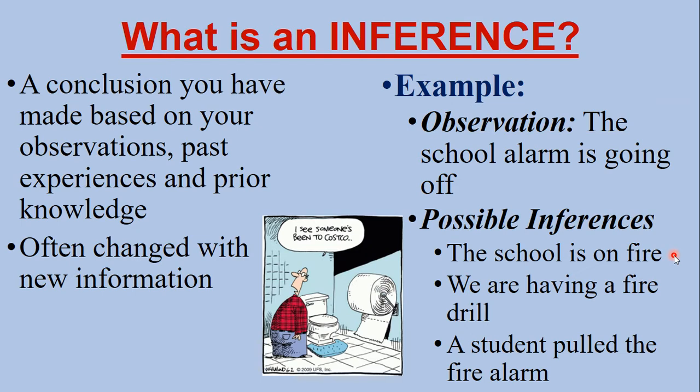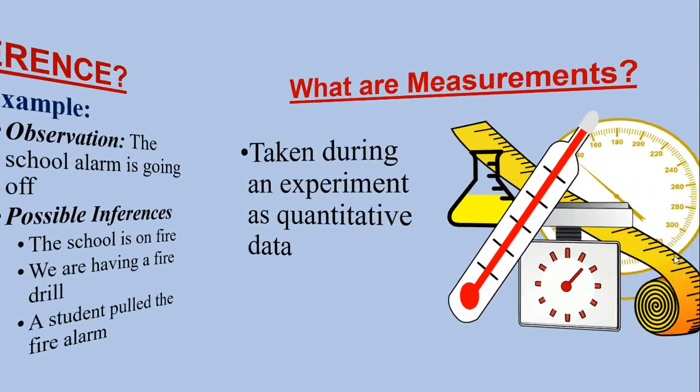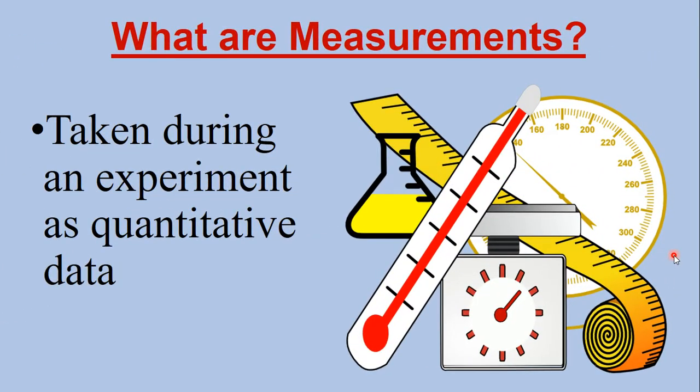To me, I would be like, someone's broke in, or there's a fire at the school, or the alarm just misfired. Those are some inferences I have. But what inferences do you have? Share them with your friends that are also watching this video, hopefully. Now, when we also talk about observations, we talked about quantitative, and how you take quantitative observations is that you take measurements. What are measurements? They are taken during an experiment, and they're quantitative. And there's many different types of measurements out there. So let's talk about a couple.